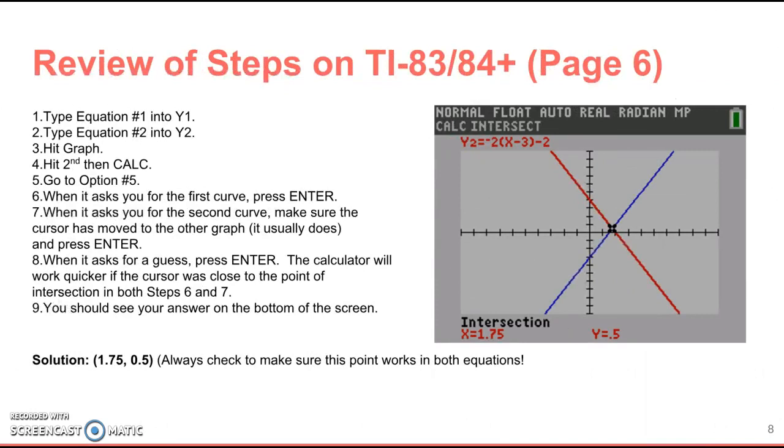On page 6 in your notes, you're going to see the review of steps on the TI-83/84 Plus graphing calculators. I understand that while you're at home, you probably don't have a graphing calculator, but that's okay. We'll review this in class. But here are the steps, so just make note that this is the page to look over if and when you have to use a graphing calculator. You will see that I provided the graph that I got on my calculator, and the intersection ended up being at 1.75, 0.5. So no wonder I had trouble eyeballing where that intersection point is. It was much easier to do that on a graphing calculator.